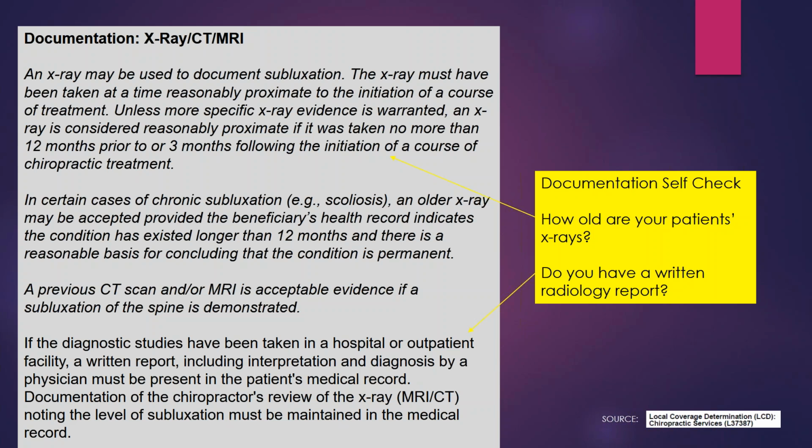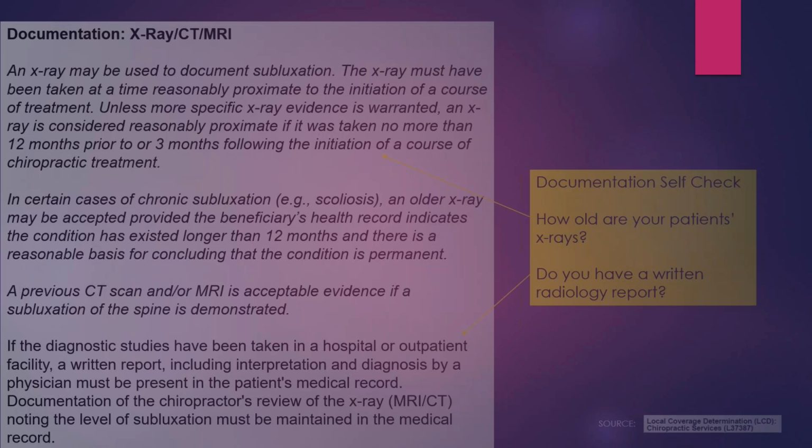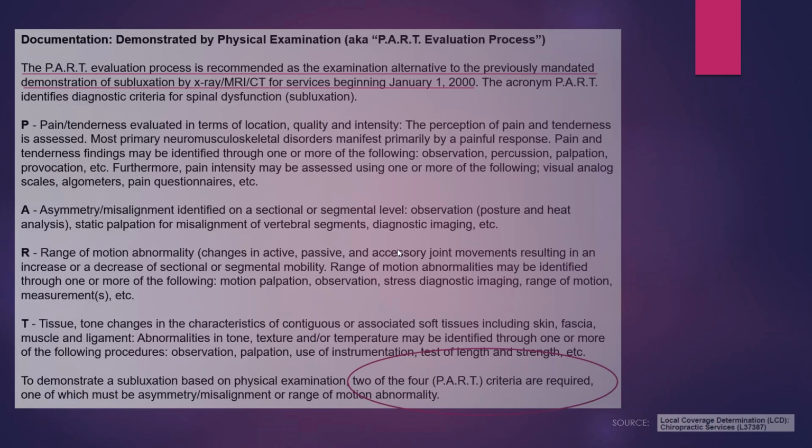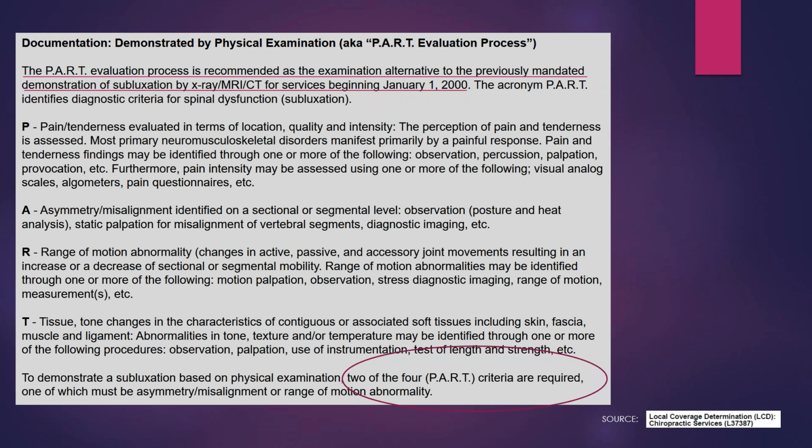A previous CT scan or MRI is acceptable if a subluxation is demonstrated, okay? And also make sure that you have a written radiology report. If you are using X-ray to document subluxation, have a written radiology report that can go with your requests for notes, should you be audited, which hopefully you won't be, but should you be, you would want to have that.